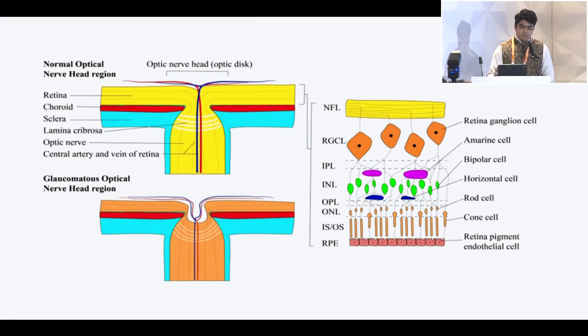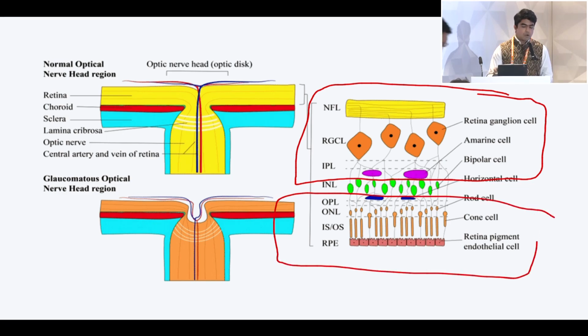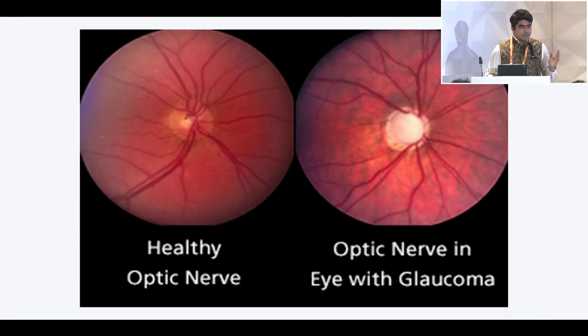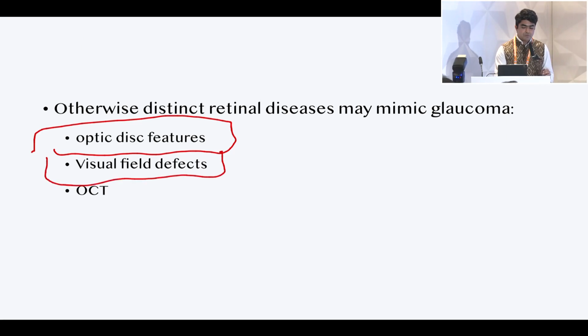In glaucoma, we are mostly concerned with the inner retinal layers, that is, like my previous speakers explained, the ganglion cell layer, nerve fiber layer, etc. But we must also consider the outer retinal layers, which play a major role in describing retinal diseases involving glaucomatous changes. Otherwise, distinct retinal diseases can mimic glaucoma in terms of their optic disc features, their visual field defects, their findings on OCT, or a combination of all three.